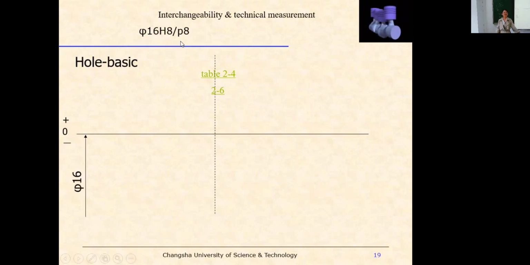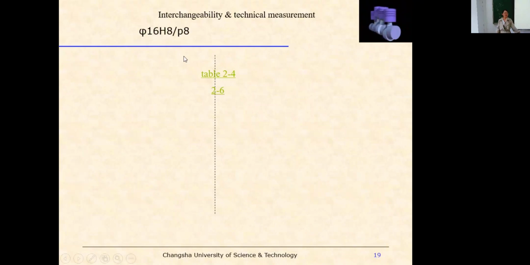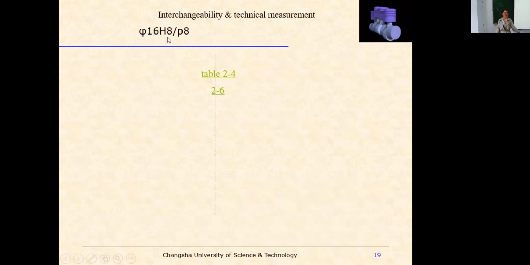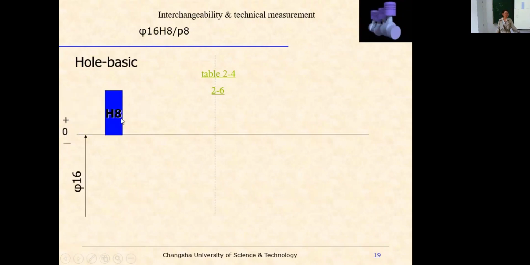For H8 and P8, this is low pressure, this is higher pressure. This is a little low pressure because the tolerance grade is 8, right? They have the same basic size. The tolerance is 8, and this is capital H, so this is the hole basis. This is 8, this is 0.